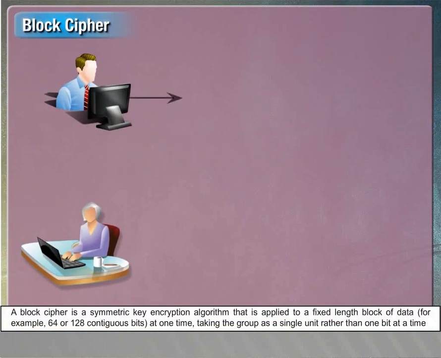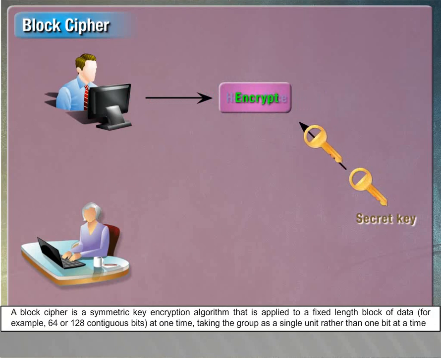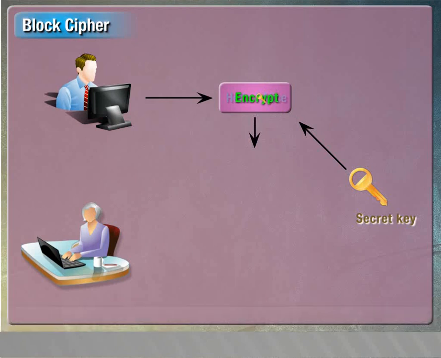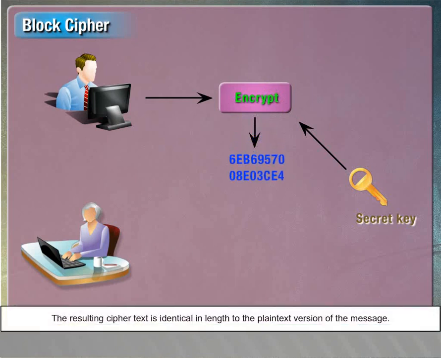A block cipher is a symmetric key encryption algorithm that is applied to a fixed length block of data, for example 64 or 128 contiguous bits at one time, taking the group as a single unit rather than one bit at a time. The resulting ciphertext is identical in length to the plaintext version of the message.